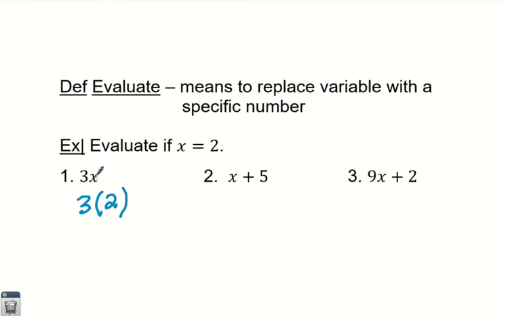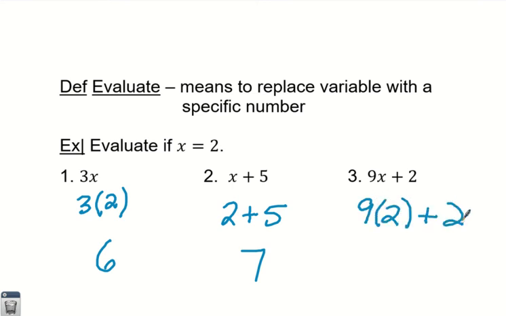If x equals 2, then 3 times x becomes 3 times 2, which is 6. And in this expression, x plus 5 becomes 2 plus 5, because you're just replacing the x with 2. 2 plus 5 is 7. And then 9 times x plus 2 becomes 9 times 2 plus 2. Now, a little bit of order of operations here. You multiply, and then you add, in that order. So 9 times 2 is 18, plus 2, and the final answer would be 20.